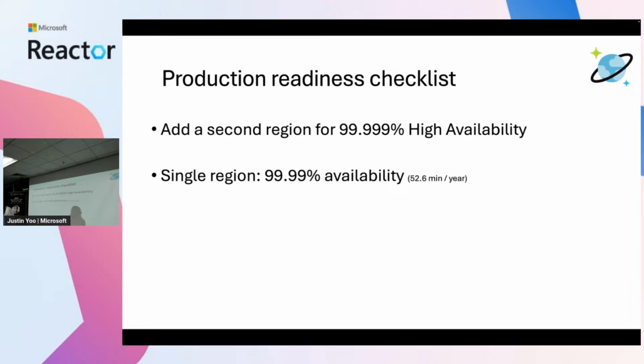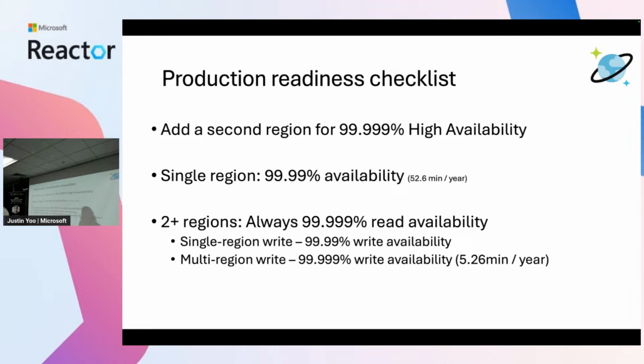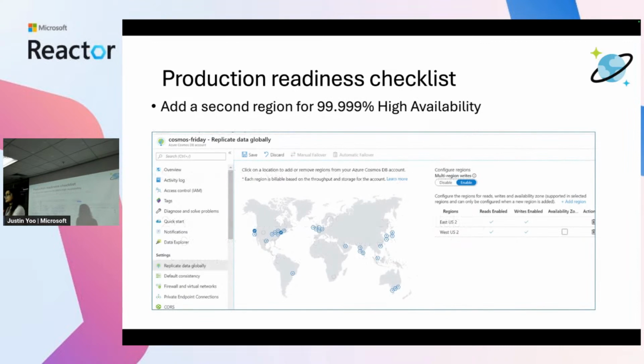So with one region, you get 4 nines of availability in Cosmos DB by default, which is 52 minutes of downtime in worst case scenarios. And with 5 nines, you only get 5 minutes of downtime in a year, which is pretty good, right? So all you need to do is add a second region by going to the Azure portal, choosing any region in the globe, and adding that region for high availability in Cosmos DB.